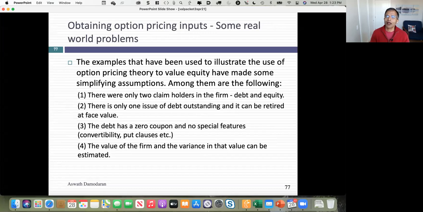So let's think about applying this on a real company. The example that I gave you was incredibly abstract, right? I gave you the value of the firm, I gave you the variance, I made it a nice zero coupon bond. What company do you ever run into that has one nice zero coupon bond as its only debt? See, how do I apply this on a real company?